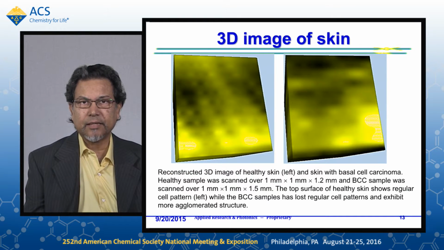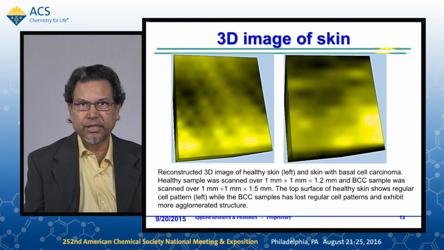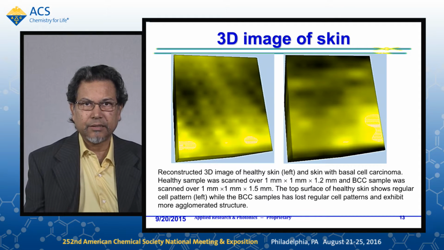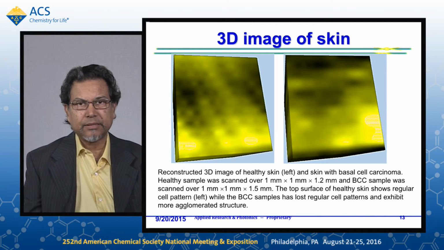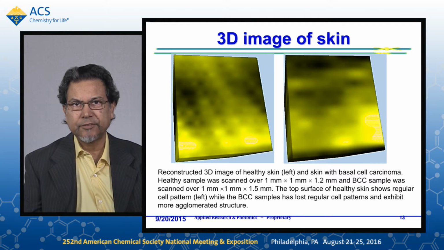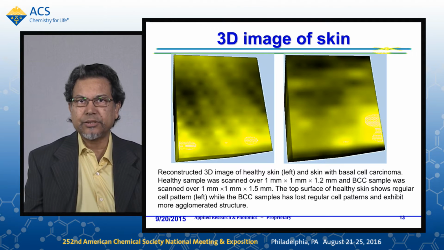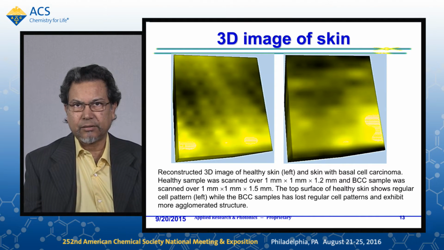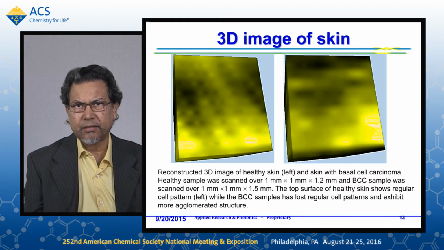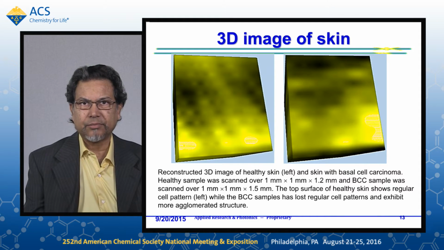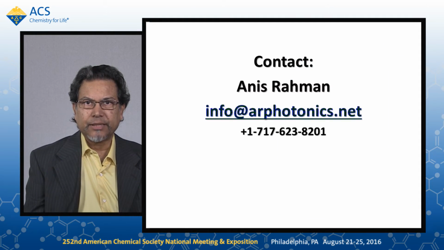The last example that I'm showing here is a 3D image of skin. On the left side, the skin as a soft tissue has the regular cellular arrangement. The left side one is the healthy skin, the right side one is the skin with basal cell carcinoma, and that shows that the cell structure has deteriorated, with no regular cell pattern, on the onset of tumor formation.